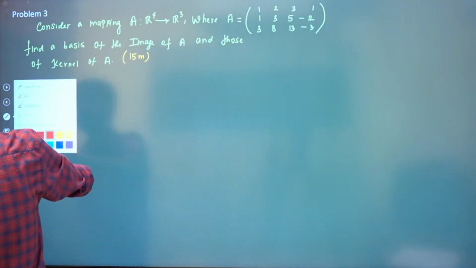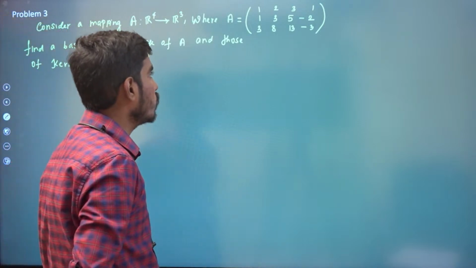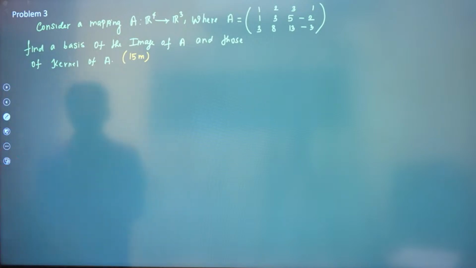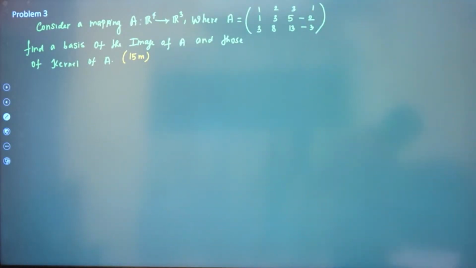Consider a mapping A from R4 to R3, where A is a matrix given by 1, 2, 3, 1, 1, 3, 5, minus 2, 3, 8, 13, and minus 3. Find a basis of the image of A and a basis for the kernel of A. So again, a very simple problem. Every time they will be asking the same kind of problem. So we'll do this now.